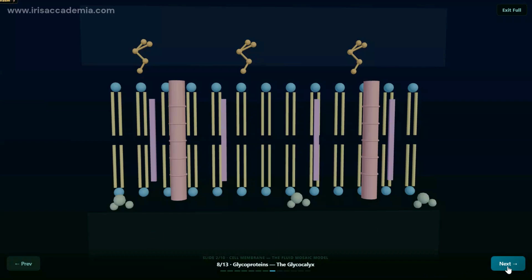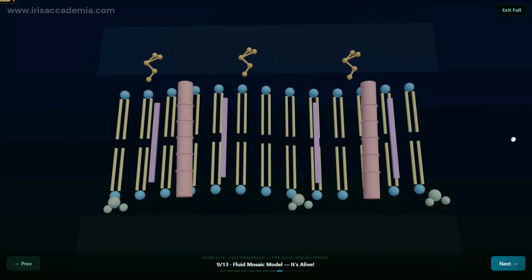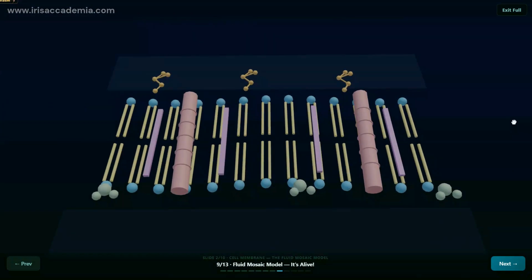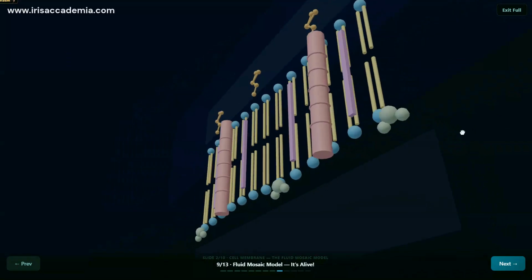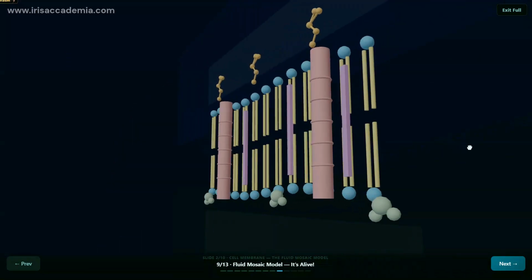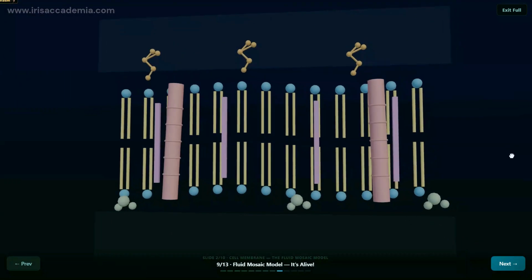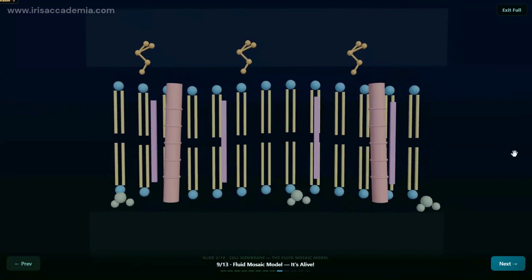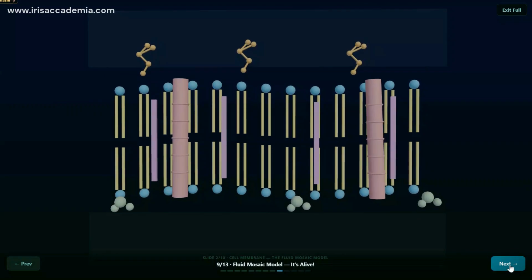The bilayer behaves like a liquid crystal sea, with proteins drifting laterally within it. At 37 degrees Celsius, phospholipids stay in constant motion. This is the fluid nature of the membrane. Proteins float within this lipid sea like icebergs, forming a mosaic pattern. This is the Fluid Mosaic Model proposed by Singer and Nicholson in 1972.